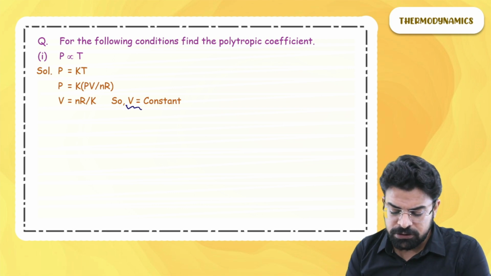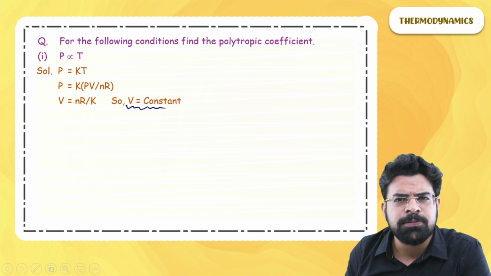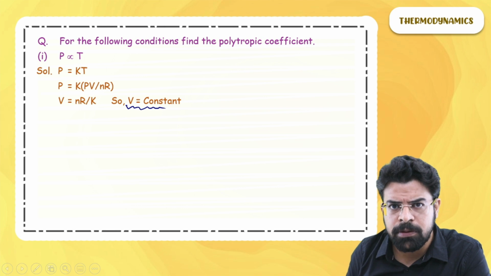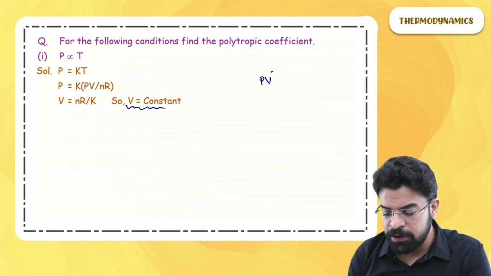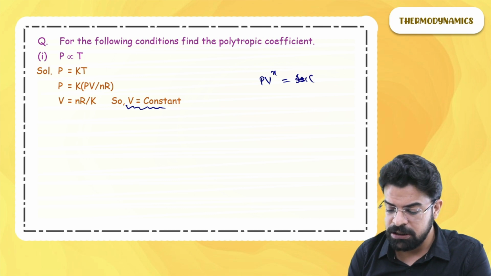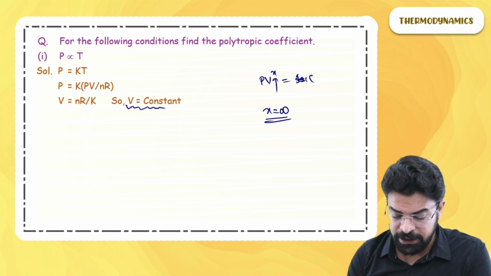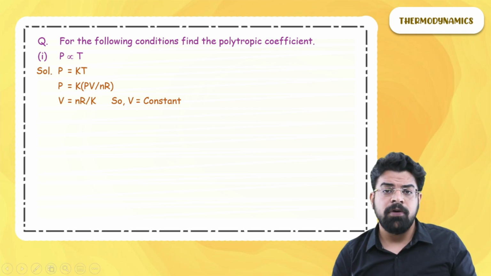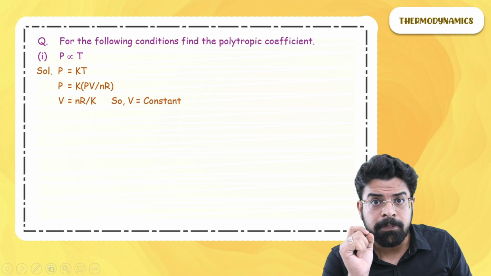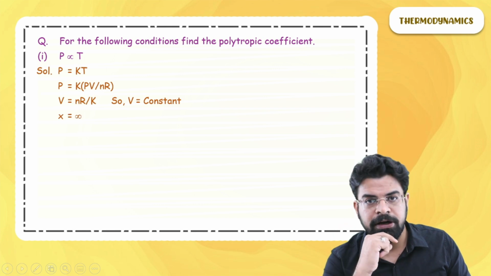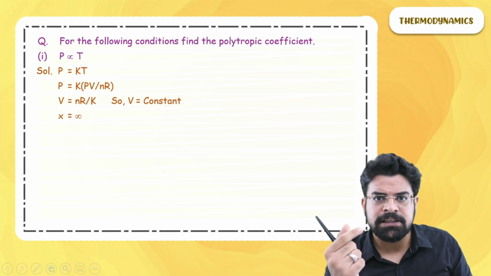Now V equals constant is the condition for which process? This is for an isochoric process. And what is the polytropic coefficient for an isochoric process? For an isochoric process, the polytropic coefficient comes out to be infinity. Since we have got V equals constant, we will say for P proportional to T, the polytropic coefficient has to be infinity. Let's see more examples to understand better.